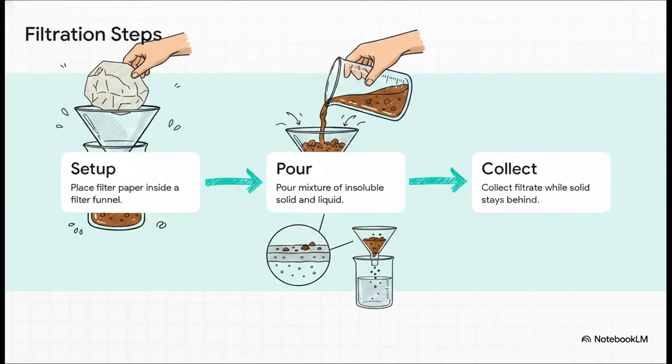In this incredibly straightforward procedure, the filter paper acts as your ultimate physical barrier. The tiny little liquid molecules just slip right through the microscopic pores of the paper, becoming what we call the filtrate. Meanwhile, the chunky solid particles get trapped on top, so you're left with a pure liquid in the beaker below and your solid residue up top.